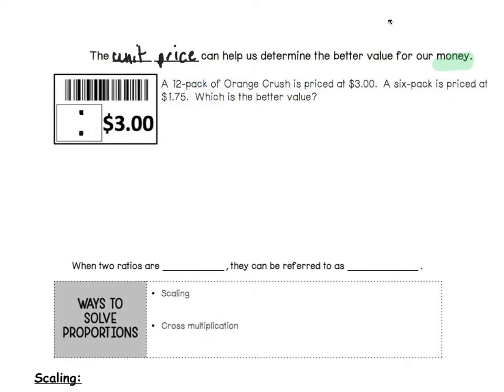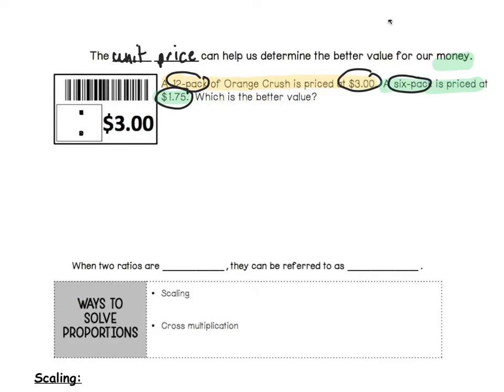So we're going to approach this the same way we did last time. We're going to first read the information that we have, and it looks like there's two different sets of information. So a 12-pack of Orange Crush is priced at $3. So that's told us that we have 12 cans, and we pay $3. The next bit of information says a 6-pack is priced at $1.75. So now we know that we have 6 cans and it's going to cost us $1.75.